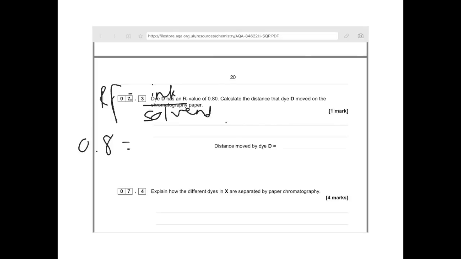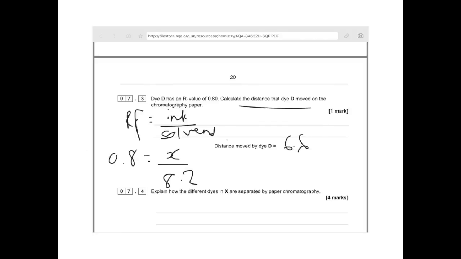We're looking for the distance that D moved, so that will be X, and we're going to divide it by the distance moved by the solvent, which we just measured, which is 8.2. Then in order to work out what X is, you need to times everything by 8.2, and that will give you a value which is 6.6.